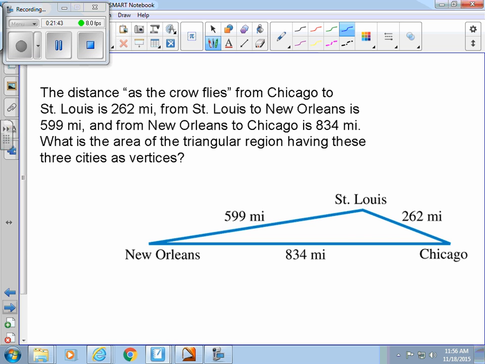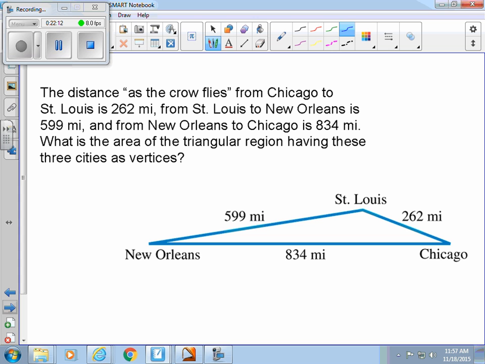Now, here's how you use it. This is the important part. The distance as the crow flies from Chicago to St. Louis is 262 miles. St. Louis to New Orleans is 599 miles. And New Orleans to Chicago is 834 miles. What is the area of the triangular region having these three cities as vertices?